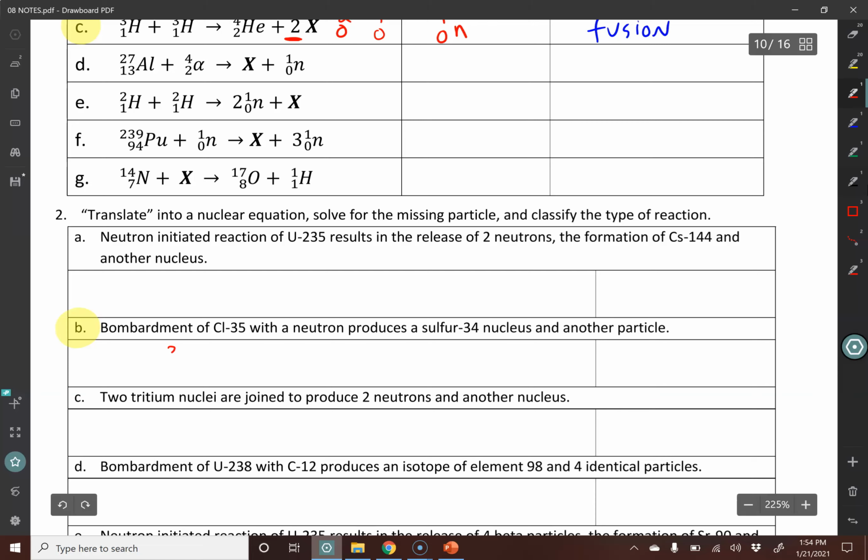All right, so I've got 35 as the mass of my chlorine and a neutron. So mass of 1, charge of 0. If I use the periodic table, I can look up the atomic number of chlorine and find that it's 17. Produces, that's your sign of, oh, it's a reaction arrow. A sulfur-34 nucleus and another particle. So sulfur-34. Again, I can go back to the periodic table. Sulfur is right next to chlorine. Element 16.